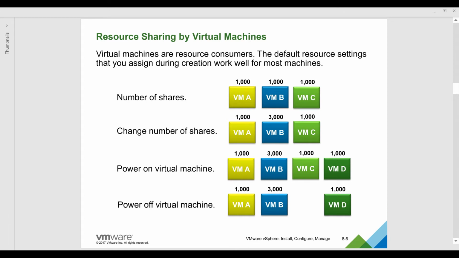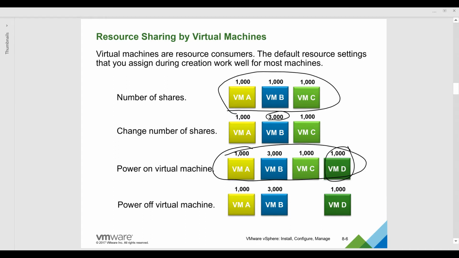As you can see, each one has a share. So we can see between VM A, B, and C here, that's 3,000 shares worth. We can change the number of shares. So right here we change B to 3,000. Well, it's going to be guaranteed 3 times more than C and A. Same thing down here when we power it on. But now you got to look, we've added a VM D that has another 1,000. So now that host is going to need 6,000 shares. We power it off, on this one, power off VM C, we only have 5,000 shares in use.